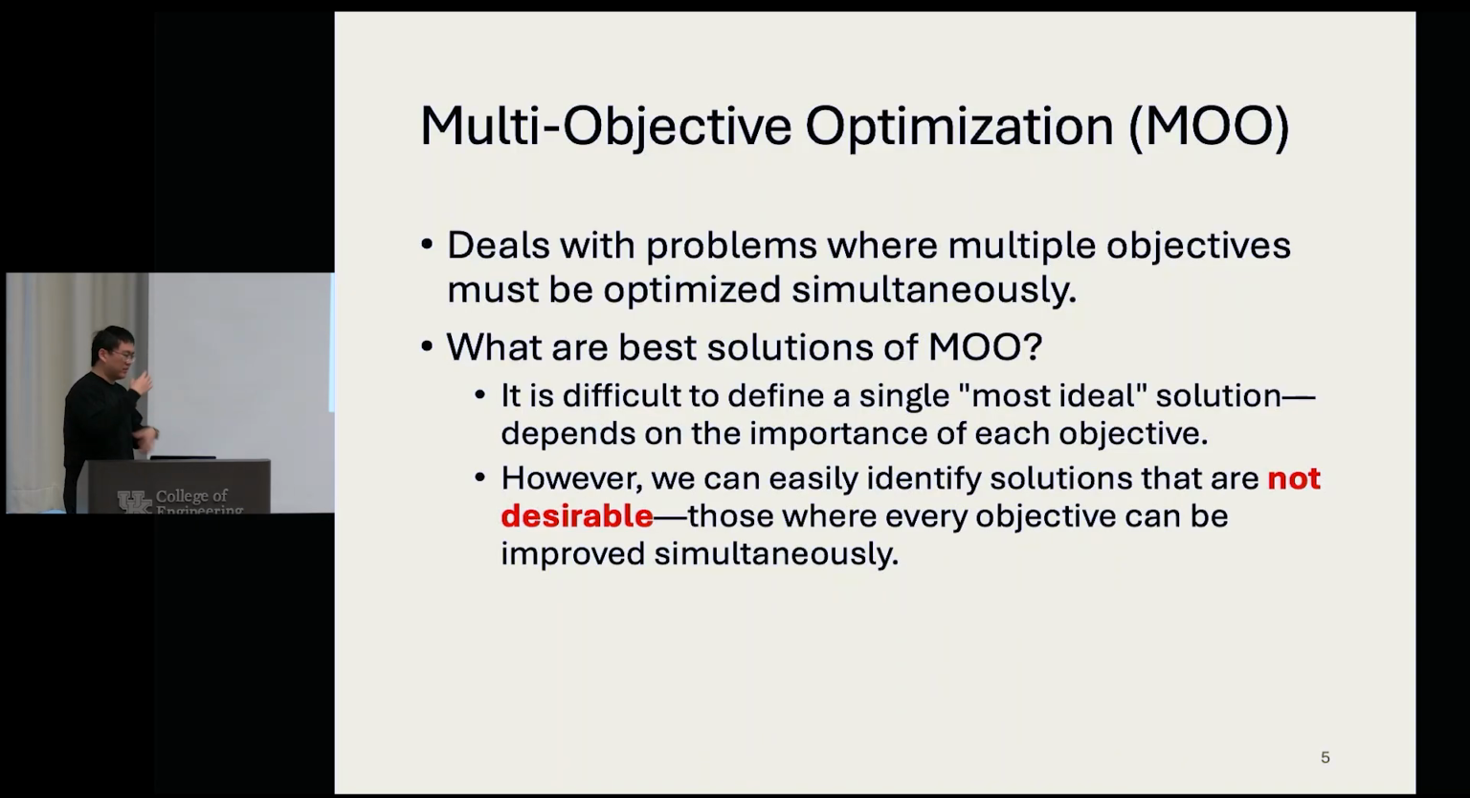However, we can think about this in the other direction: we can easily identify solutions that are not desirable. Those undesirable solutions have the following situation: every objective can be improved simultaneously. So if a solution satisfies this description, then of course it is not desirable, because every objective can be improved simultaneously. Right? So that's not ideal.